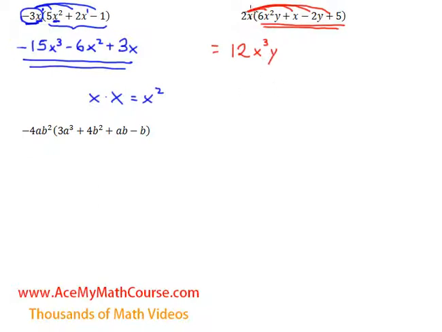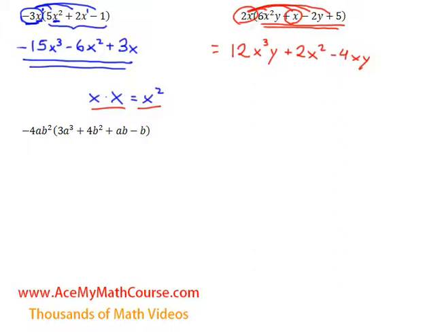Okay, then we have the next term, which is 2x times x. 2x times x is just 2x squared. Again, because x times x is just x squared. Then 2x times negative 2y. Well, 2 times negative 2 is negative 4. And x times y is just xy. That's as far as we go.